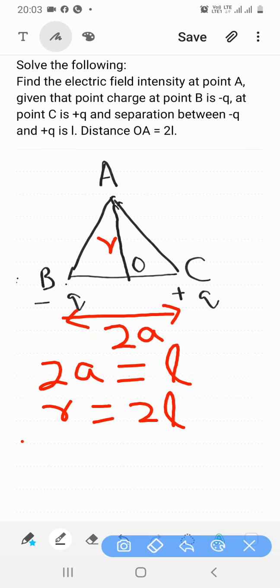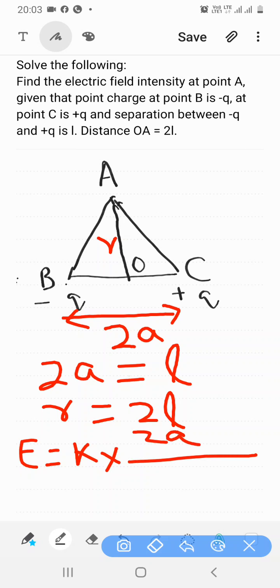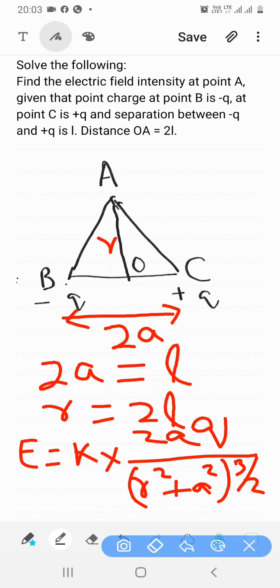Apply the direct formula, E is equal to K times 2aq upon (R square plus a square) to the power 3 by 2, and put the values here. K will be 1 upon 4 pi epsilon naught. So, you will get E is equal to K times 2aq. Here 2a will be L.